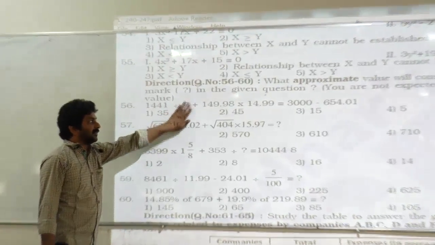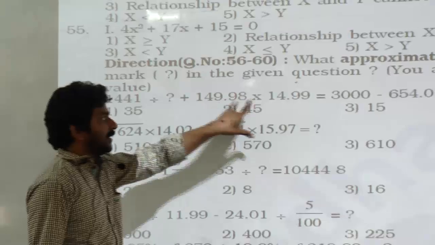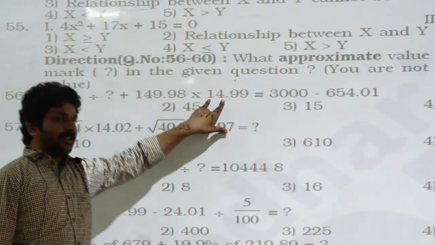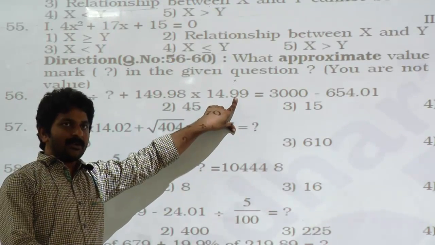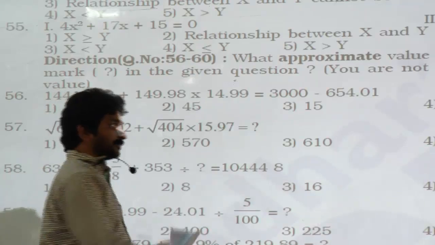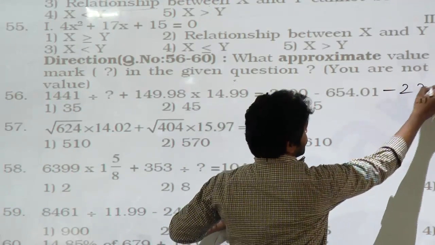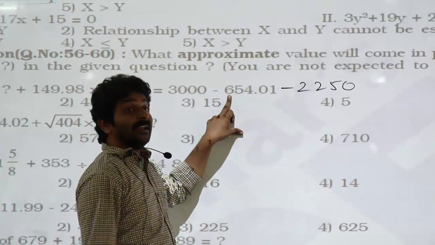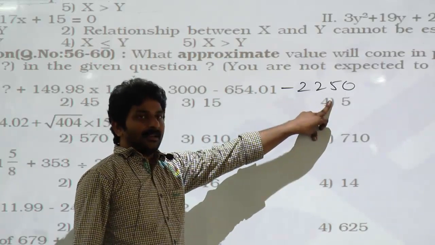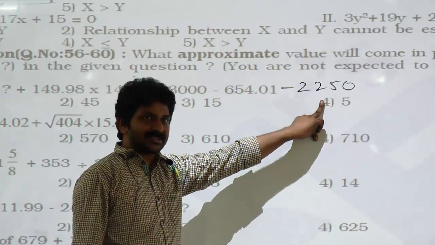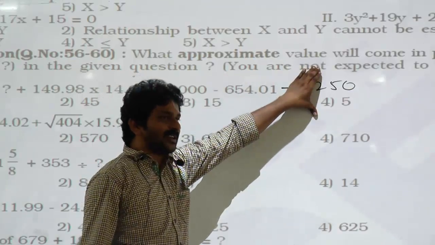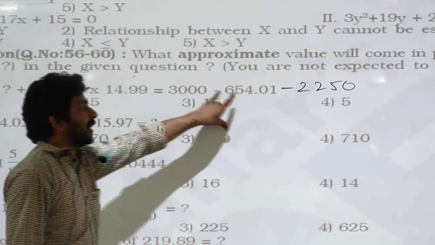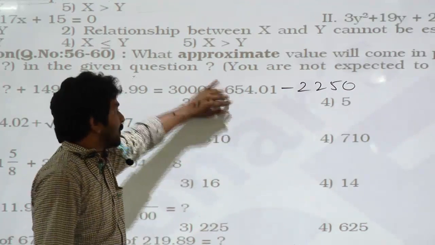1441 divided by something plus how much is this? 150 into? Forget about 0 in 150. 15 into 15 and then 0. 2250. Take this to right hand side, that becomes minus 2250. 2000, 200, 600, 800, 50, 50, 900, 2900 and then something else. So this number is 2900 and just above that. Let me treat it as 2900. 3000 minus 2900. How much is this?